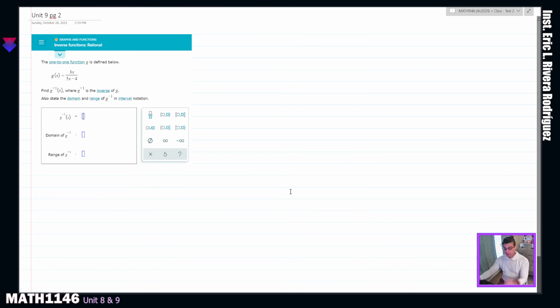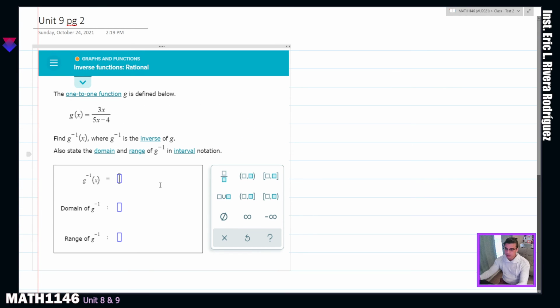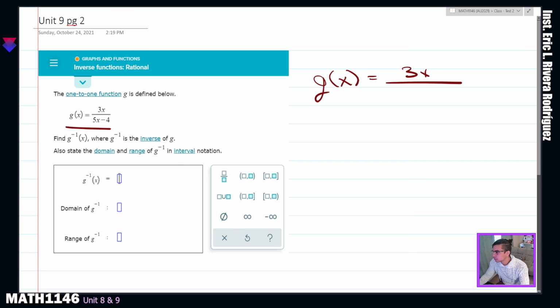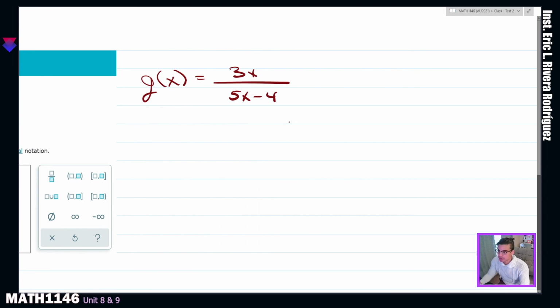Okay, for Unit 9, when you want to find the inverse function, this is what you are going to follow. So this is a rational function that we have. We have g of x, and we want to find the inverse function of this. So the steps are the following. Change the function notation to y.